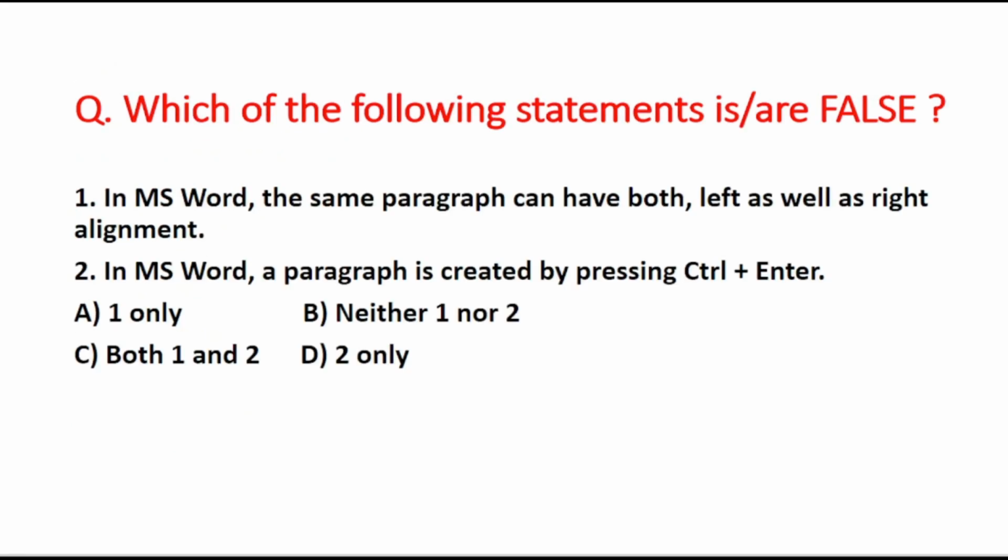Next question is, which of the following statements is or are false? First statement is, in MS Word the same paragraph can have both left as well as right alignment. Second statement is, in MS Word a paragraph is created by pressing Ctrl plus Enter key. Okay, here are the four codes. So the correct one is the option C, that is both 1 and 2 statements are false.